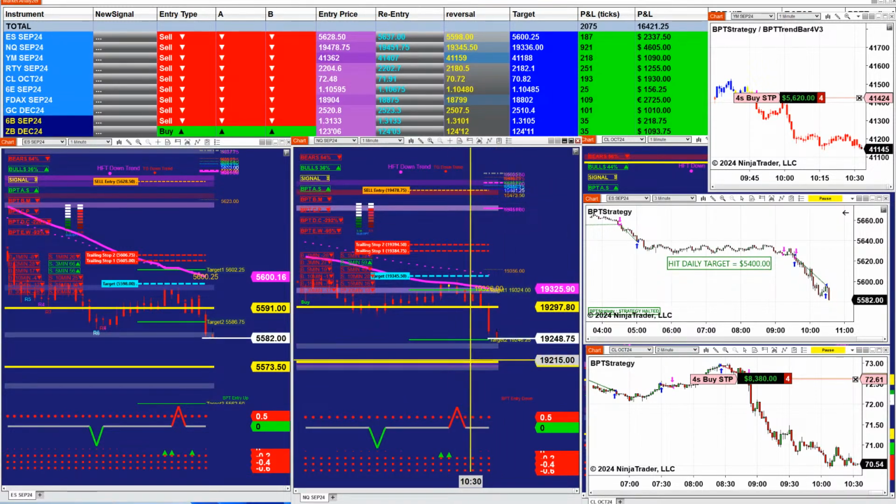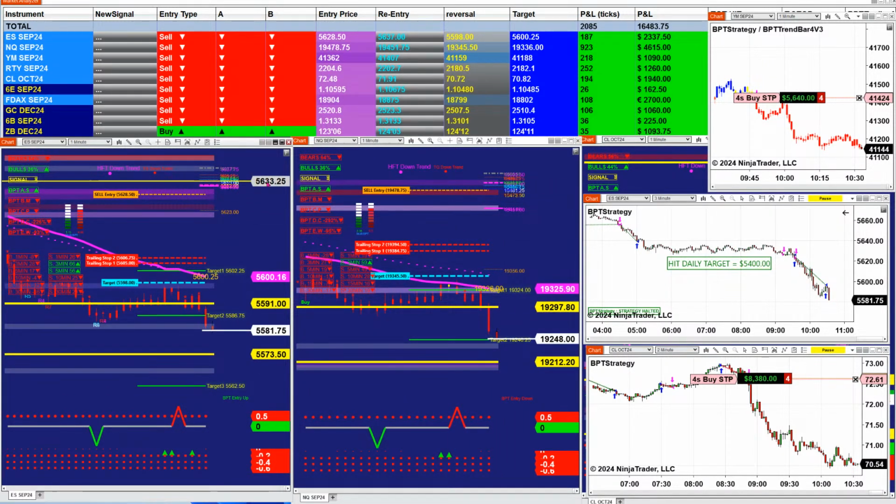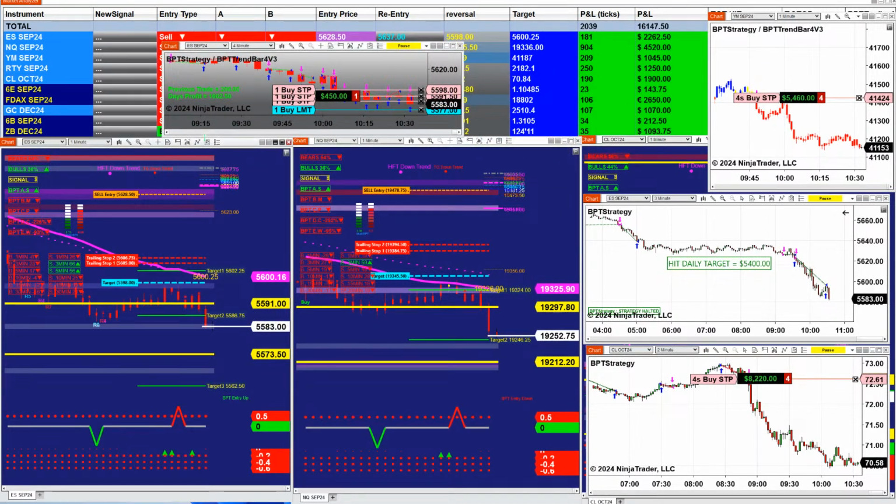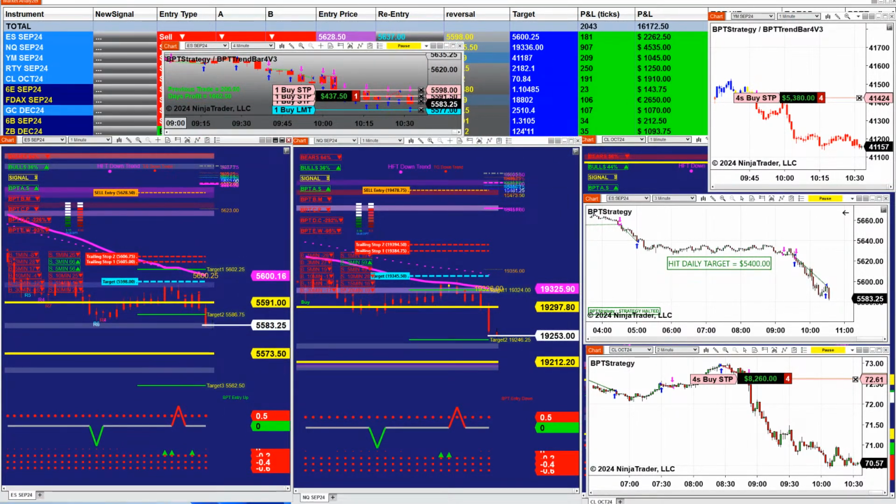So let's see what happened. There is a double resistance. The ES wanted to go down, and let's see what will happen. All the eyes should be on the Nasdaq at this moment. The scalper took another trade. This is the scalper.